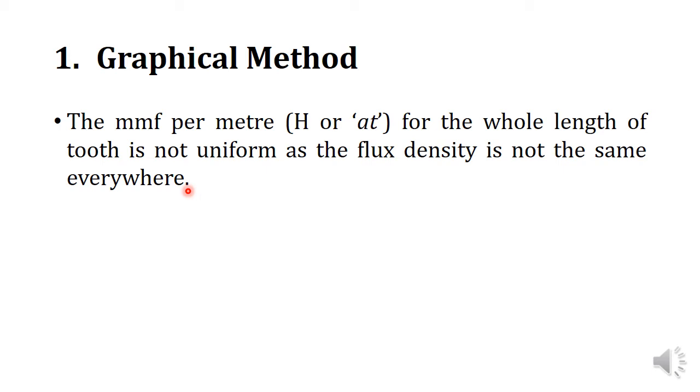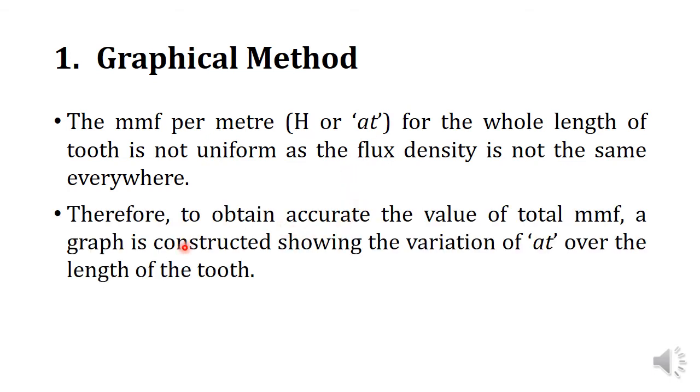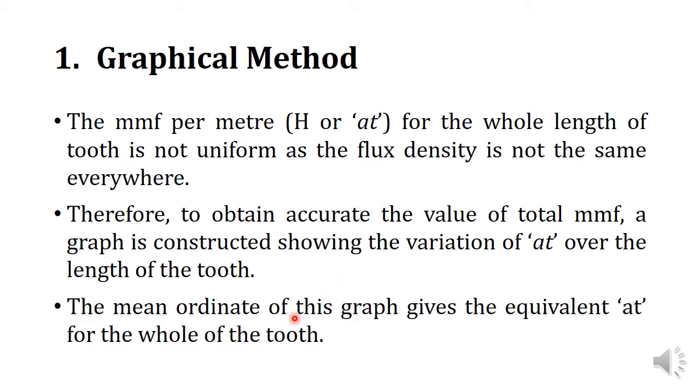So, due to this fact, we have to get a mean value of H or mean value of at in order to find the MMF. So, to obtain the accurate value of the total MMF, a graph is constructed showing the variation of AT or variation of H over the length of tooth. The mean ordinate of this graph gives the equivalent AT for the whole of the tooth.